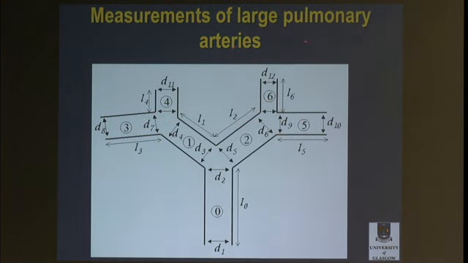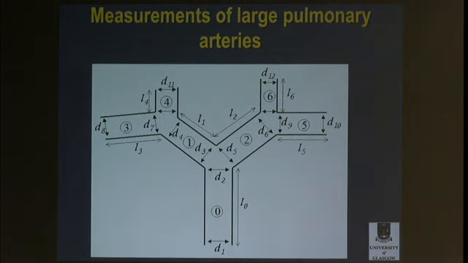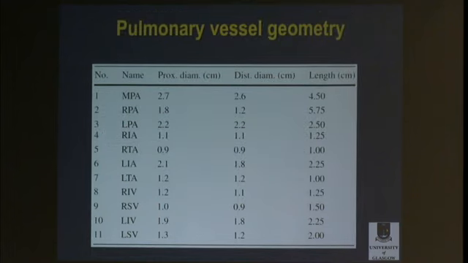What we do have is the ability to make good measurements of the large pulmonary vessels, as I indicated, and this cartoon is really just to illustrate we've got lengths and diameters at the ends of each bifurcation. So we know this geometry fairly well. And here is some of our data. As our clinical radiologists get more expert, they'll be better at measuring some of these. So most of these we were able to calculate.